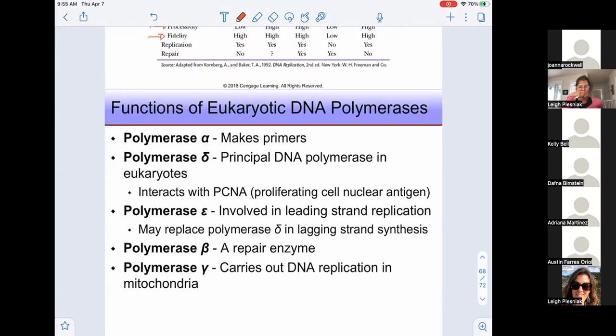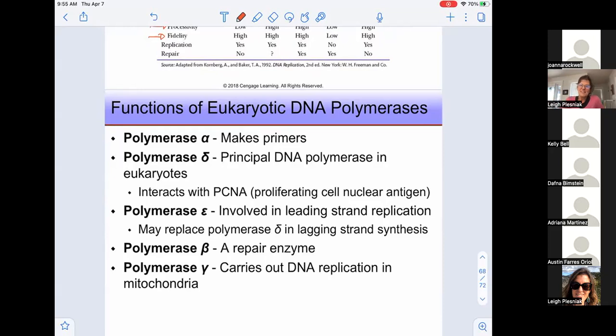So are we using the Greek alphabet to label them? Like, is that an indication? Okay, this is polymerase just for eukaryotes and not for like E. coli? Because the E. coli was like 1, 2, 3, and A, B, C. So yes. If you see alpha, delta, epsilon, beta, gamma, they are talking about eukaryotic polymerases. 1, 2, and 3 are the bacterial.